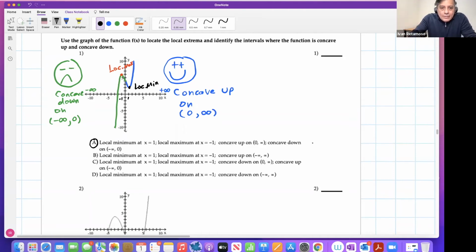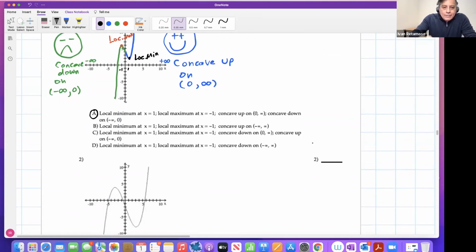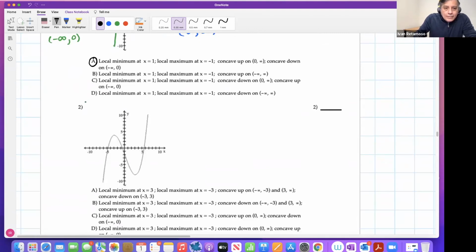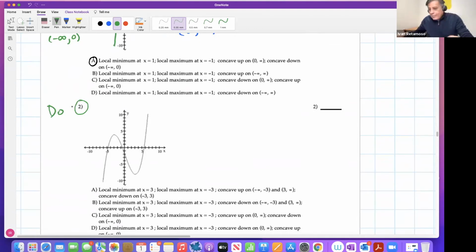All right, so try to do this on your own. Could you figure this out? Number 2: identify where the curve is concave down, where it is concave up, and together with that, identify the location of the local maximum and the local minimum. Here you don't need computations, guys. Just trace the graph from left to right. If it resembles the mouth of a frown face, concave down. If it resembles the mouth of a happy face, concave up.